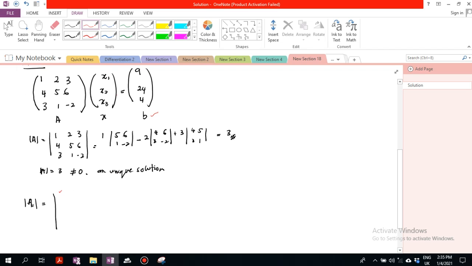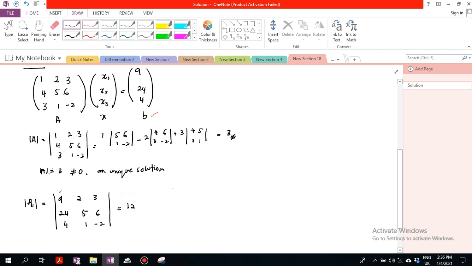For example, the first row will be 9, 24 and 4. Then you remain the others. The other matrix will be 2, 3, 5, 6, 1, negative 2. Then you find the determinant of this one, you will get 12.